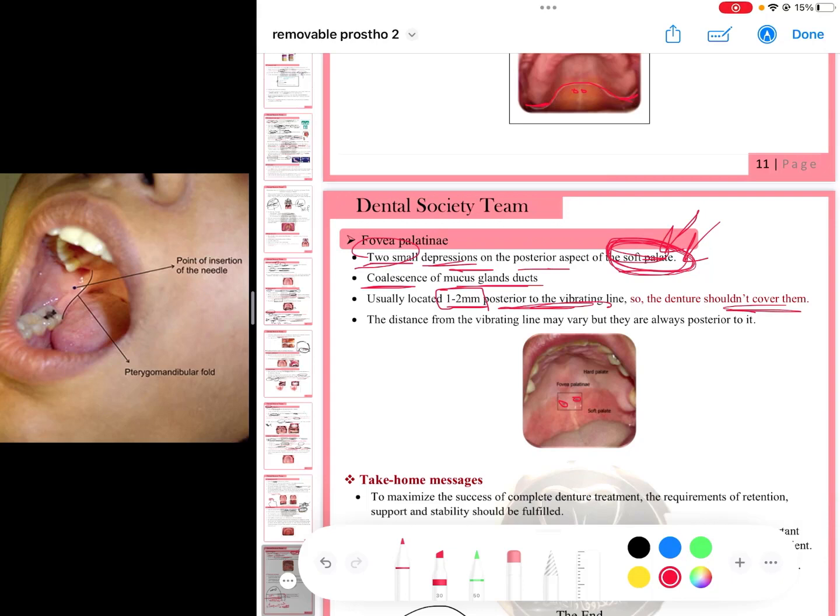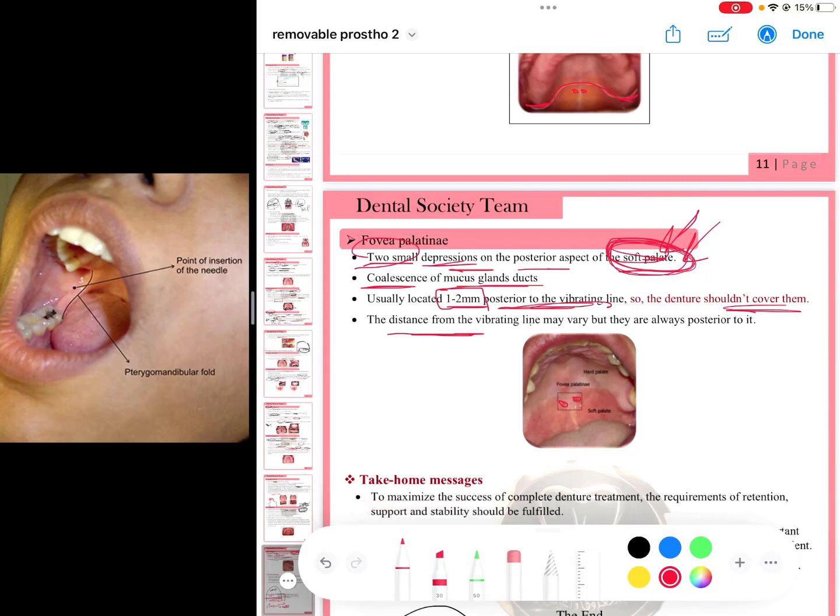If we cover them, the saliva will accumulate under the denture. So I don't want to cover it. I want the denture to end anterior to it. Why do I want the denture in front of it? Because I don't want the saliva to accumulate under the denture.